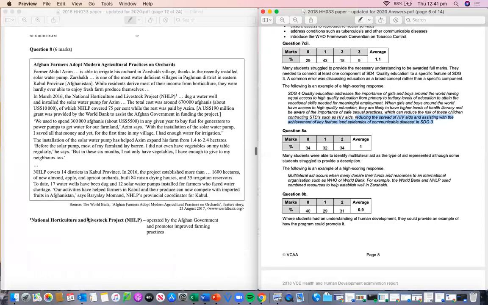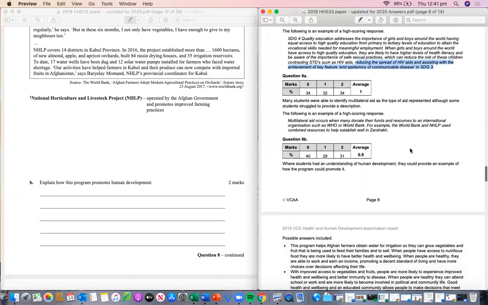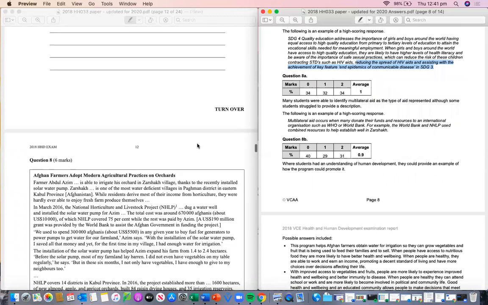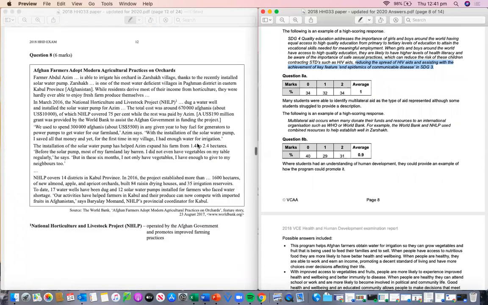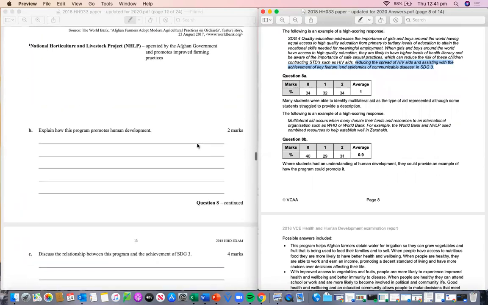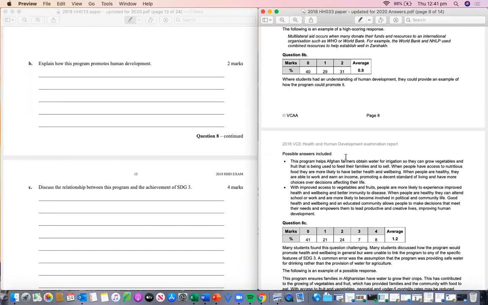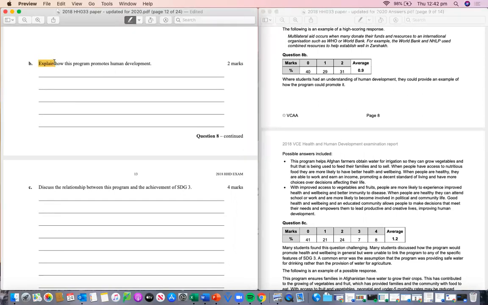Question 8, again for 6 marks. Again, you've got a case study here. The average mark for question 8A isn't there for whatever reason, but either way, we'll move on to question 8B. So 8B, average mark was 0.9. As you can see here, many people fell between the marks of 0 to 1, with 40 achieving 0. The question's asking you to explain how this program promotes human development.